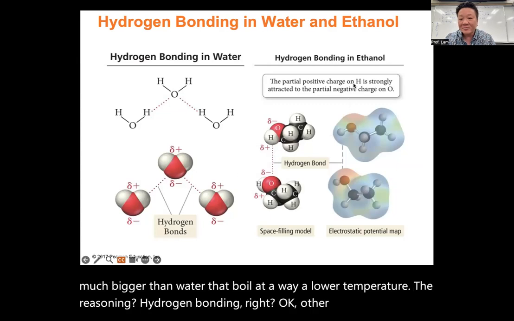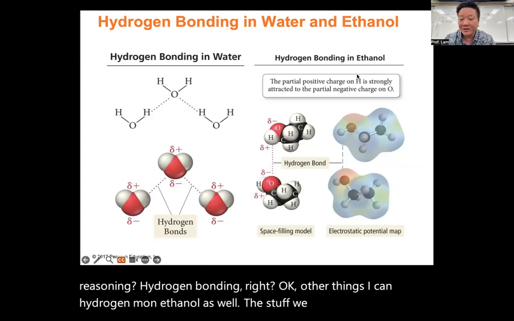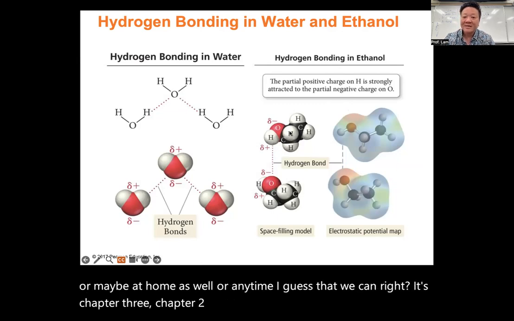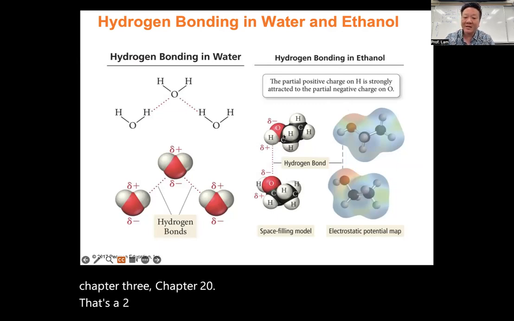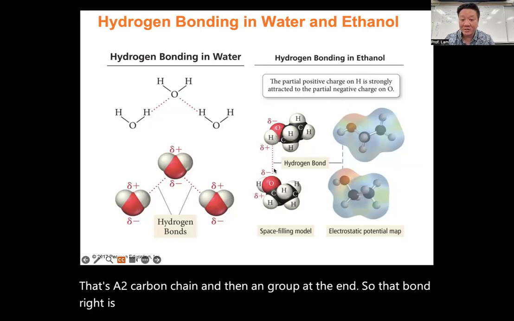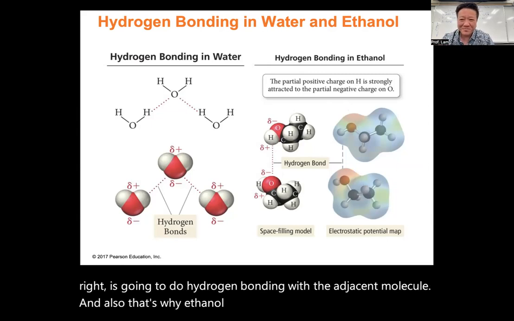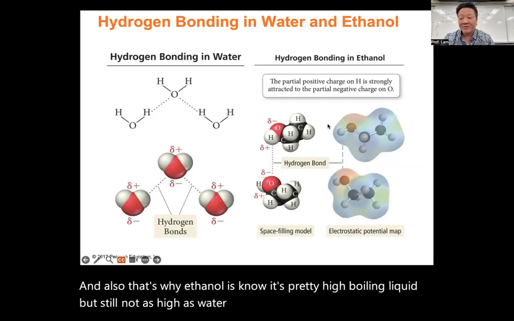Other things that can hydrogen bond: ethanol as well, the stuff we like to drink at parties or maybe at home. It's CH3CH2OH, a 2-carbon chain and then an OH group at the end. So that OH bond is going to do hydrogen bonding with the adjacent molecule. That's why ethanol is a pretty high boiling liquid, but still not as high as water. Ethanol boils at around 78 degrees Celsius, but it has a way bigger molar mass.